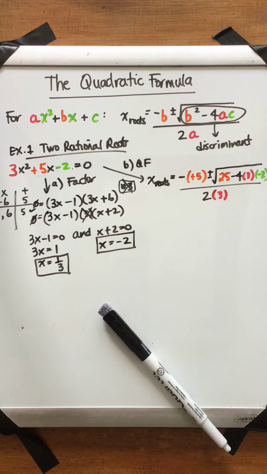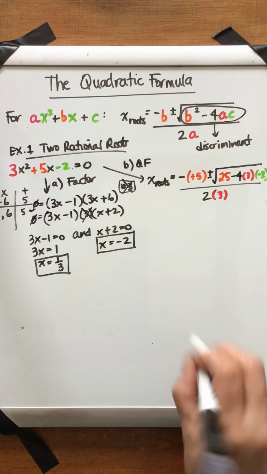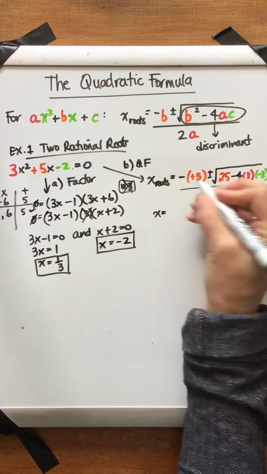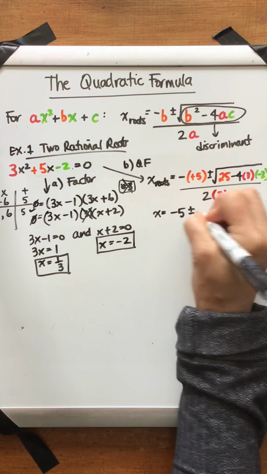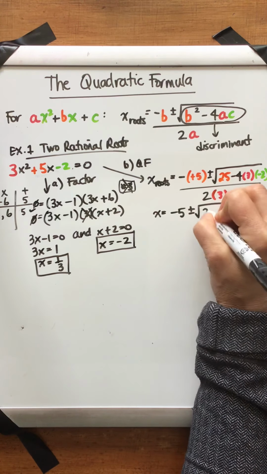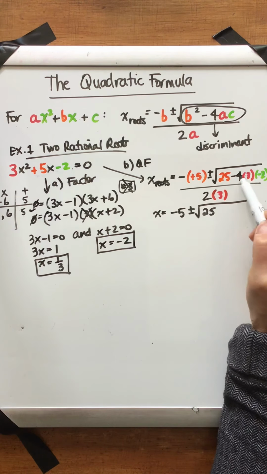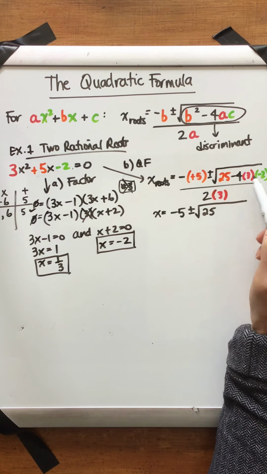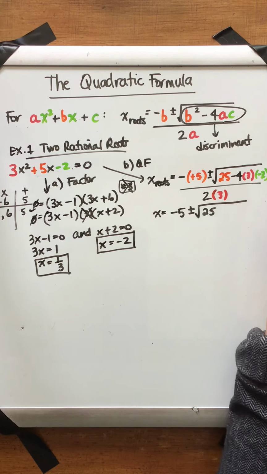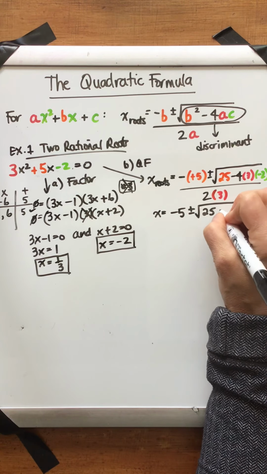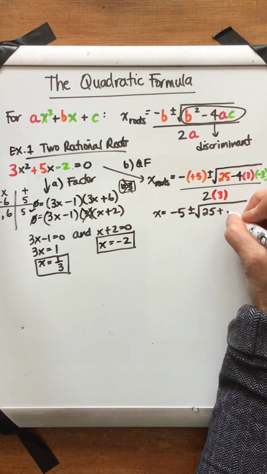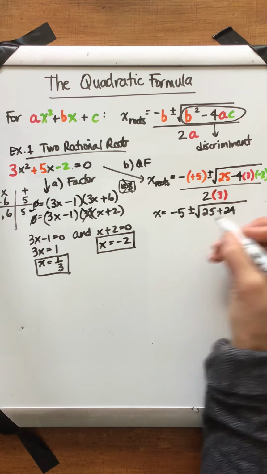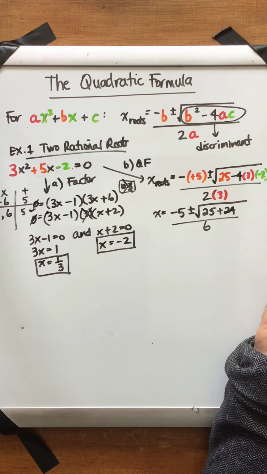So I'm going to remove the colors now that you can see how the substitution process worked. And let's see if we can simplify this. So x is equal to negative 5 plus or minus the square root of 25. And then all of these are being multiplied by each other. So negative 4 times 3 times negative 2. Well, this is negative 12 times negative 2 is plus 24. And that all gets divided by 6.